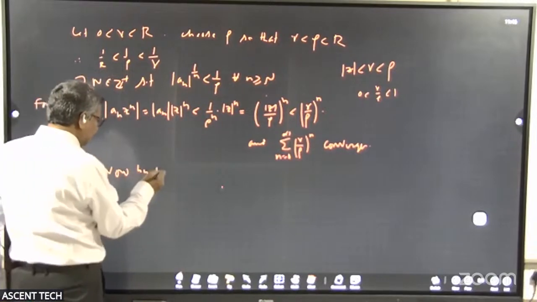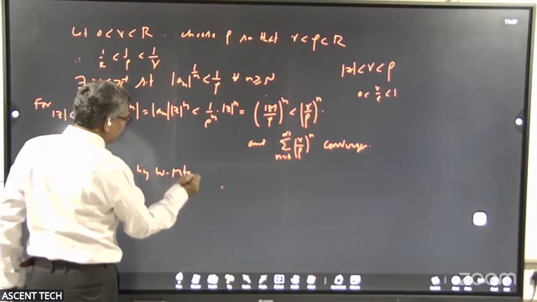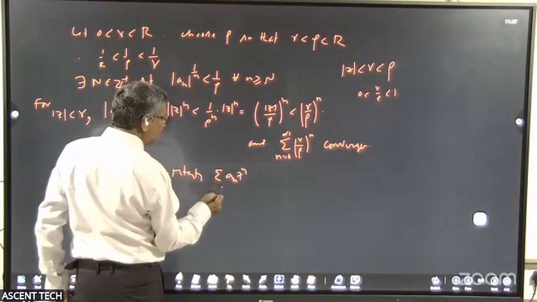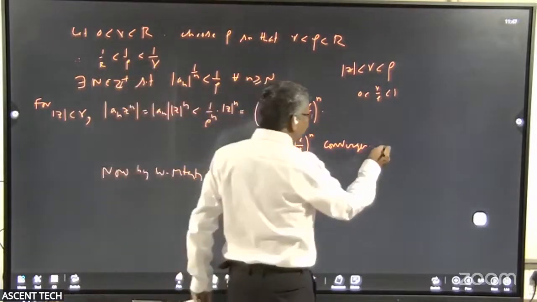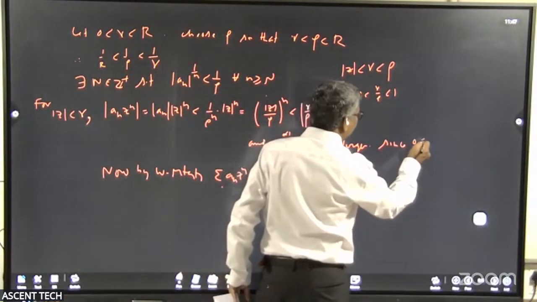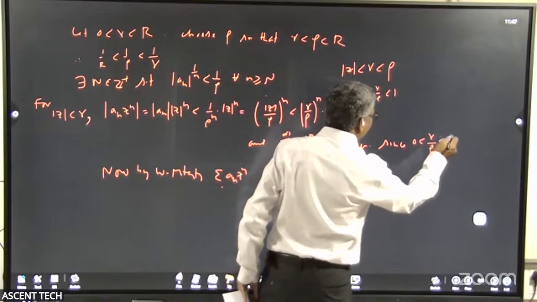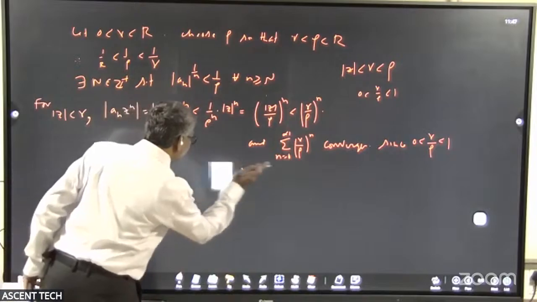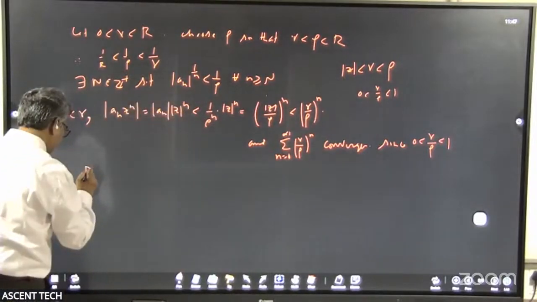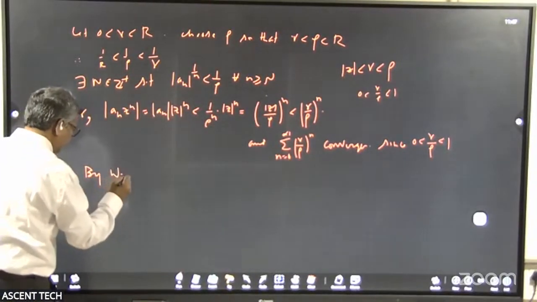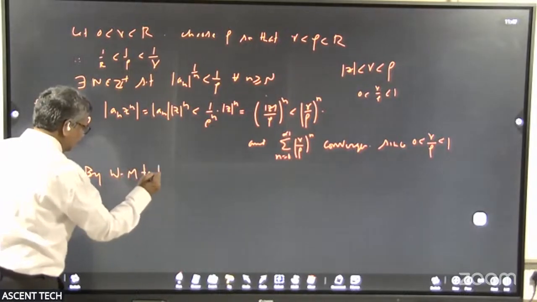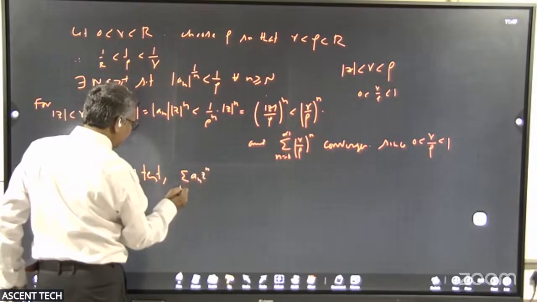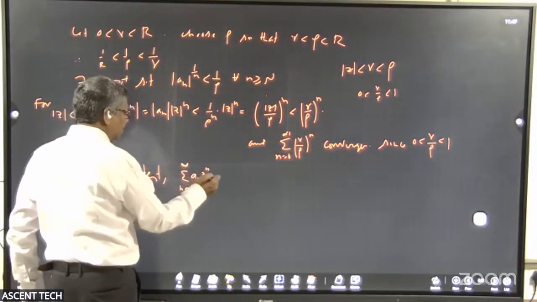Now, by the Weierstrass M-test, why does this converge? Since 0 less than r/rho less than 1, by the M-test, the sum of a_n z^n, n equal to 0 to infinity, converges uniformly.